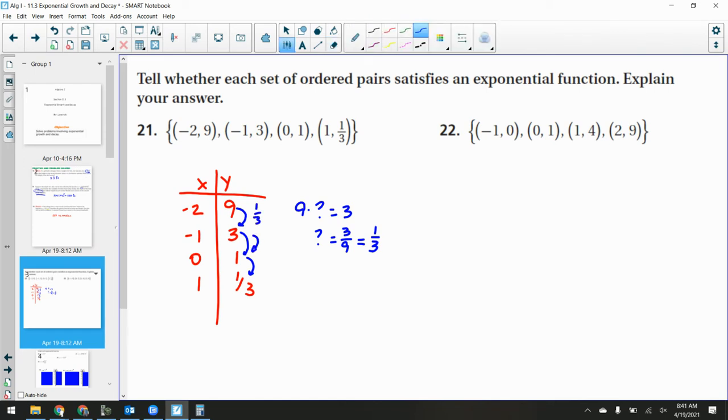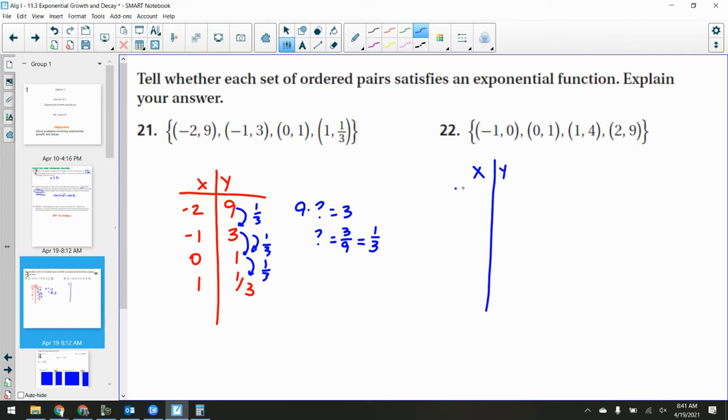So does that carry through? Yeah. So can we say that this is geometric? Yeah. So we can say that this is exponential. And looking at 22, Nate, is that exponential? I said no. You said no. I would agree with that.